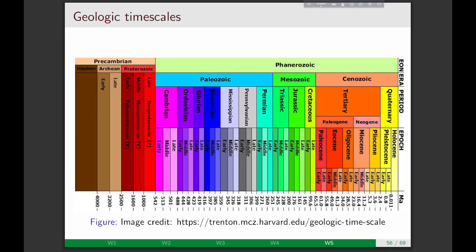So the current era is known as the Cenozoic era. The current period is the Quaternary period, and the current epoch is known as the Holocene epoch. Before that, in the lectures for this week, we studied different aspects of the Pleistocene and some aspects of the Holocene, because we have seen the ice ages, right?